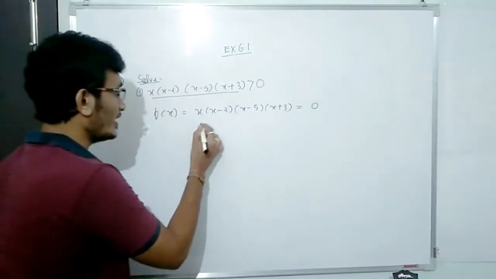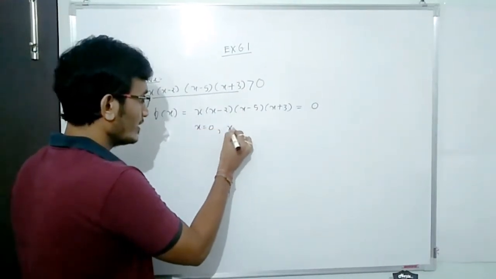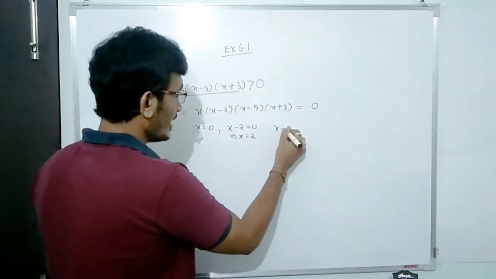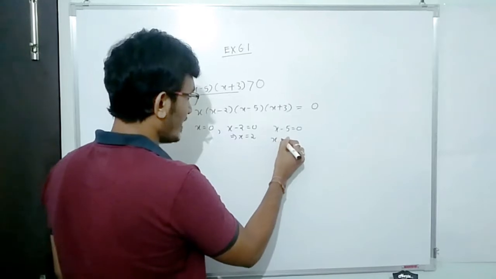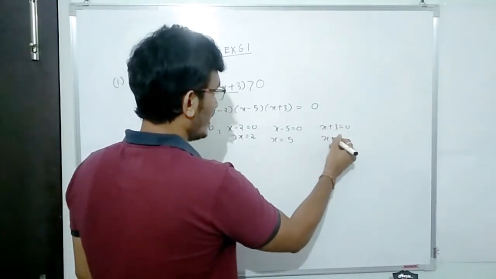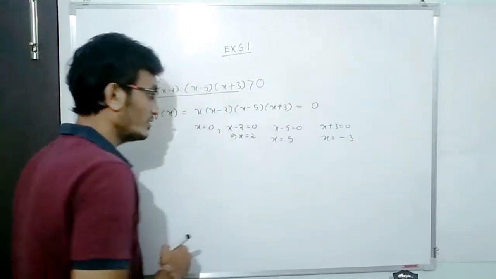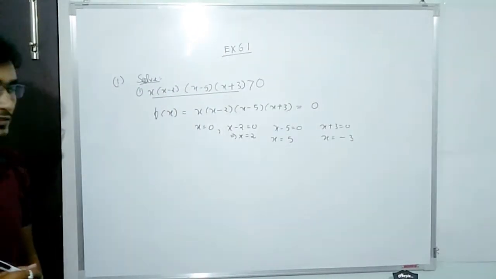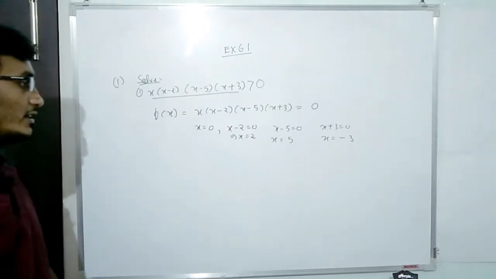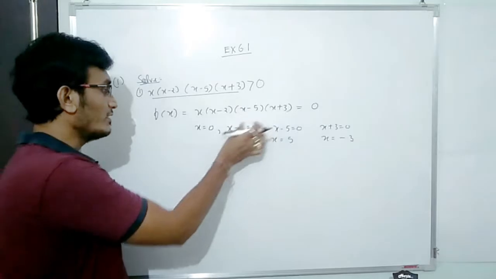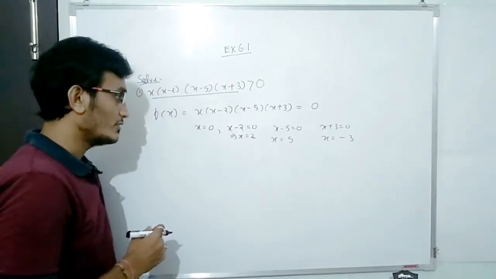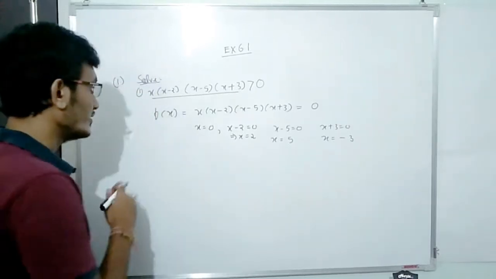So from this, can you write x equal to 0? x minus 2 equal to 0 means x equals 2. x minus 5 equals 0 means x equals 5. x plus 3 equals 0 means x equals minus 3. This is the first step we should do. After finding the critical points, so these are the critical points. Why are these the critical points? Because at these particular values of x, the value of the function is 0. So this is step number 1.